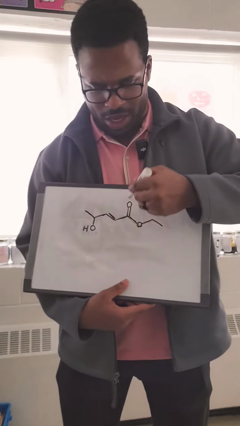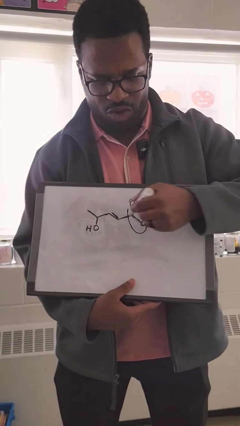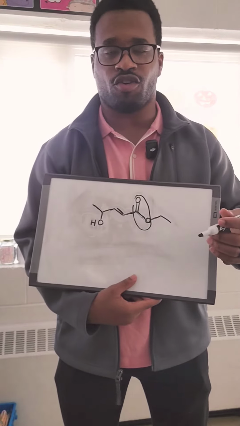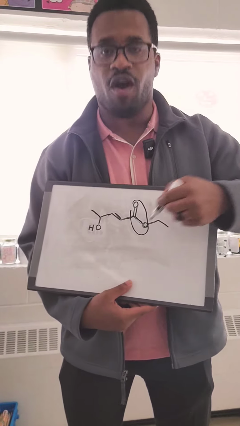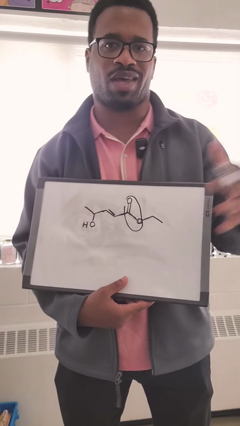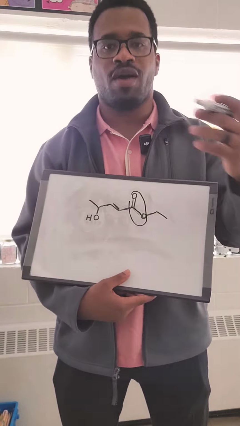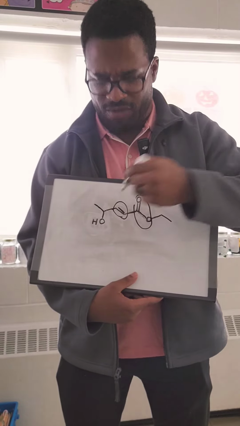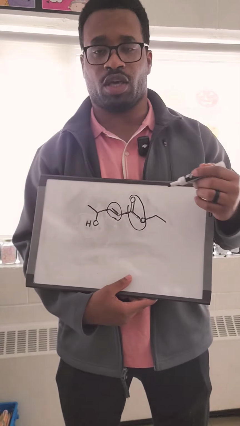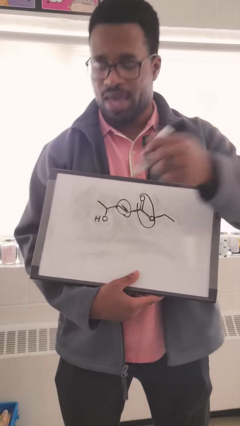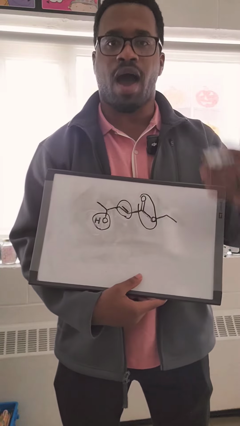But then when we get here, we have this functional group which represents an ester group. We notice that this is formed when you have an alcohol reacting with a carboxylic acid, and that gives you this particular structure. And then the next one here is the double bond, which is along the carbon-carbon chain. And finally here is the alcohol group.